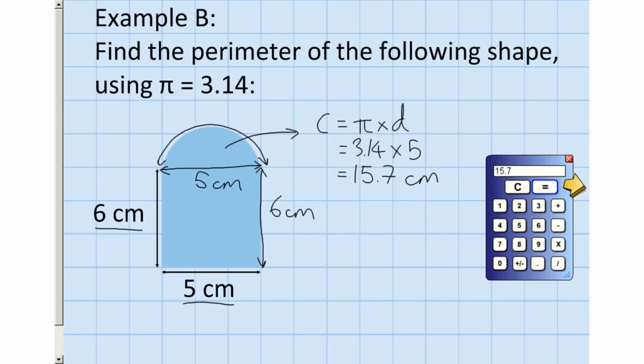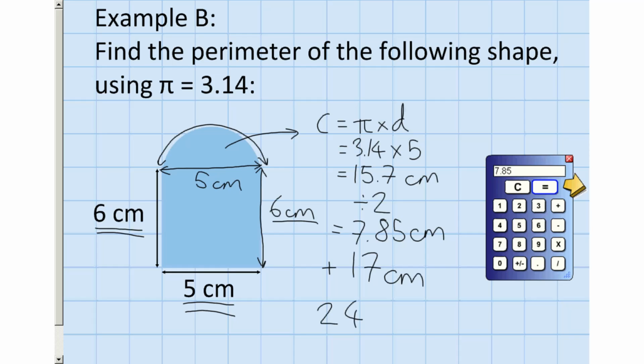But that was for the full circle. We've only got half of a circle here, so we need to divide that by 2, and we get 7.85 centimeters. All we need to do now is add that onto the 6, the 5 and the 6. Well, the 6 and the 6 give 12, 5 more is 17, so we need to add on 17 centimeters, which gives us 24.85 centimeters.